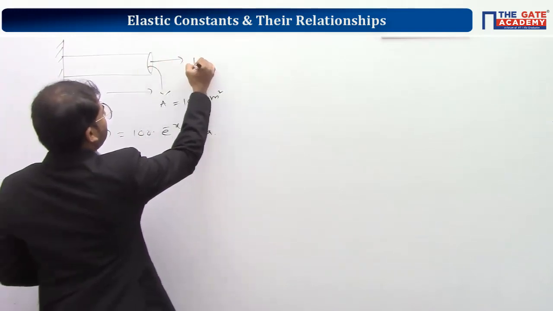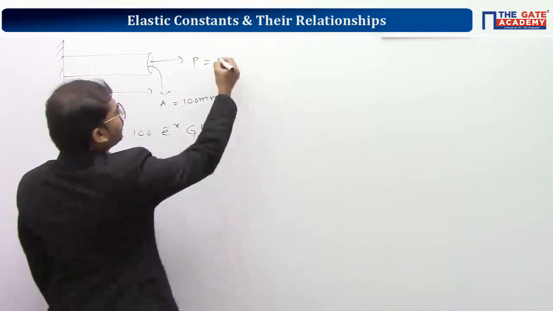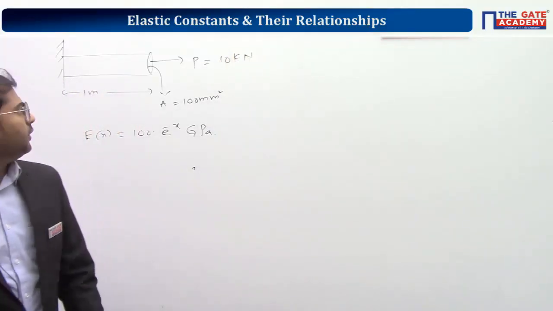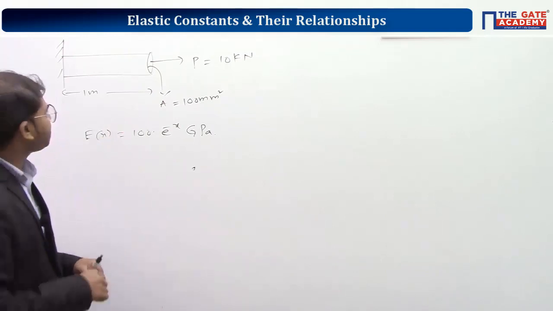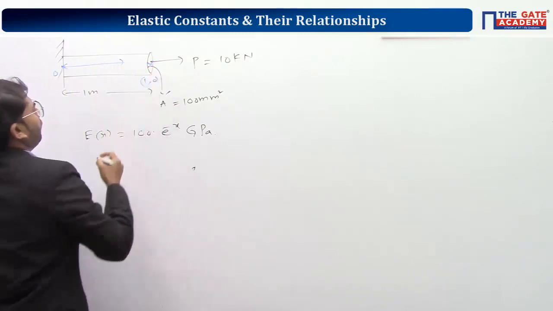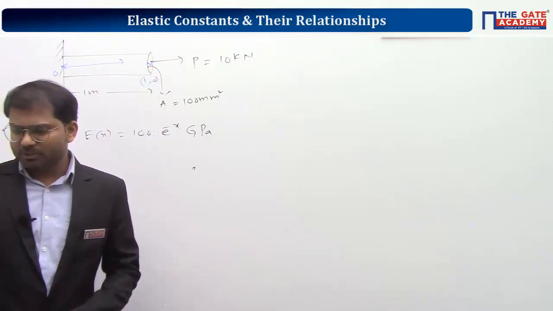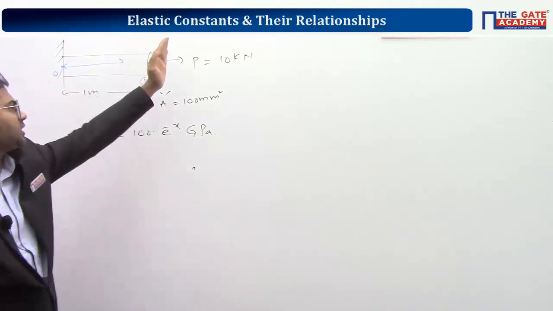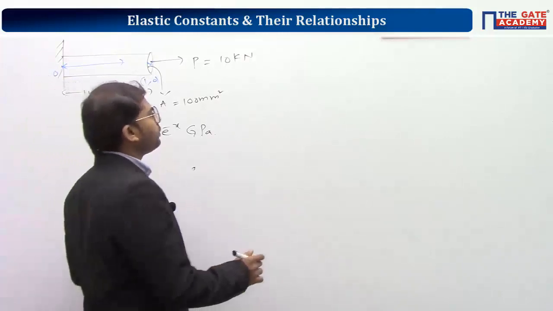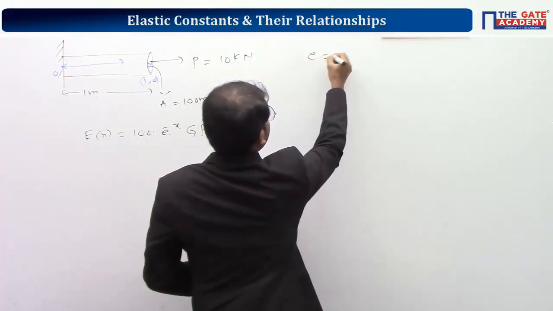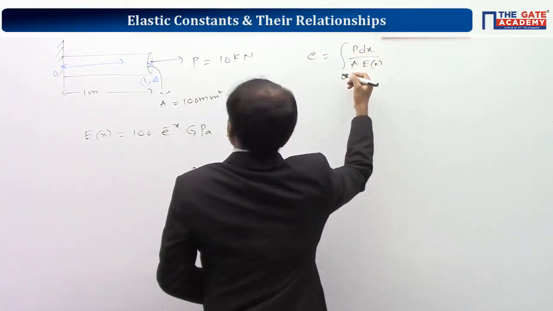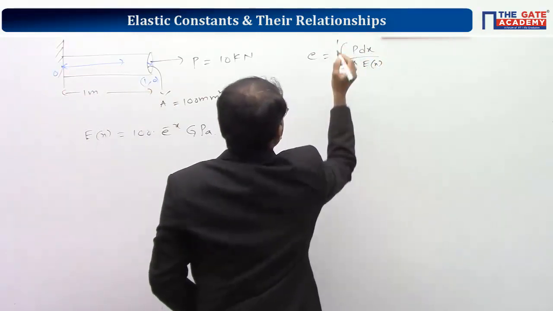So load P is given as 10 kilonewton, applied at the free end. So here x is equal to 1. The x axis is varying like this, so x is equal to 0 here and x is equal to 1 here. The actual displacement of the free end in millimeters is asked, and this actual displacement is nothing but the elongation of the bar. Since Young's modulus is varying, we go with the expression integral of P dx by area into E of x, where x varies from 0 to 1.